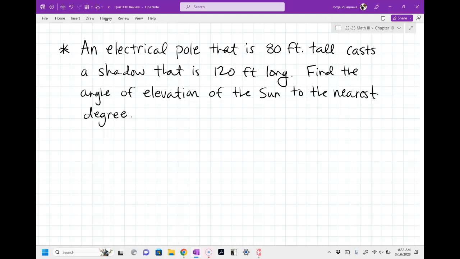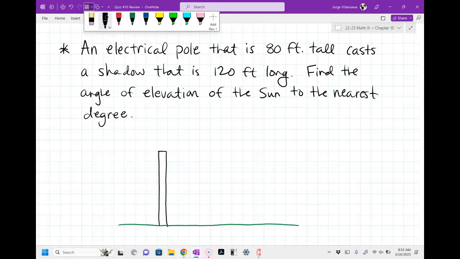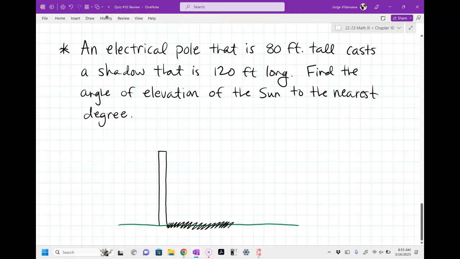Now remember, angle of elevation means you're looking straight, and then if you elevate your head, it goes upwards, right? So this angle is going to be opening upwards. So we're going to draw a picture here, an electrical post. Again, in math books, they always make it look so much nicer, but it doesn't have to be a perfect picture, just a picture, okay? So there you go. There's a post, there's the ground. They say it's casting a shadow that's 120 feet long. So I'm going to kind of just make a squiggly line to pretend that's our shadow here, okay?